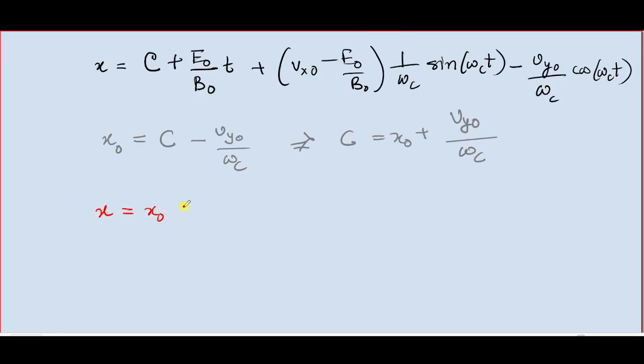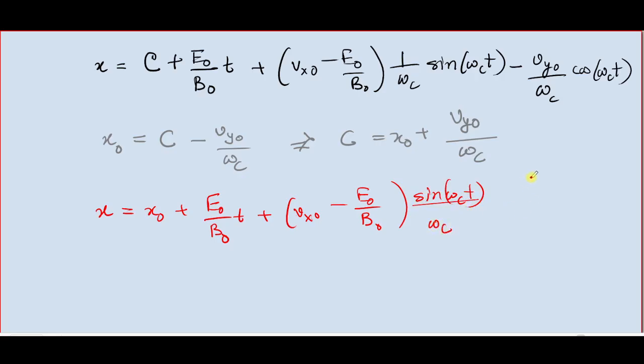X is x0. I will leave this term and add it to this, so I will write it later, plus E0 by B0 into t plus Vx0 minus E0 by B0 sine omega ct by omega c plus Vy0 by omega c into 1 minus cosine omega ct.